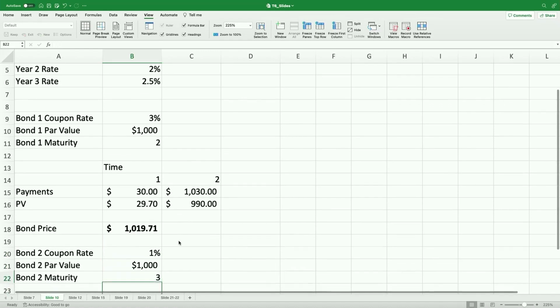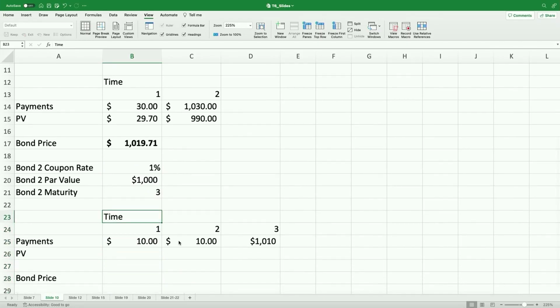All right, let's price the second bond. Okay, the second bond has a coupon rate of 1%, and its par value is $1,000. Think about what a coupon rate of 1% and a par value of 1,000 is going to create. It's going to create the following series of cash flows. 10 at time 1, 10 at time 2, and 1,010 at time 3 because that's when the bond matures, 3 years from now. So each year you get the 10 coupon, the 10 coupon, the 10 coupon, and then the big lump sum of 1,000, so 1,010 at the end.